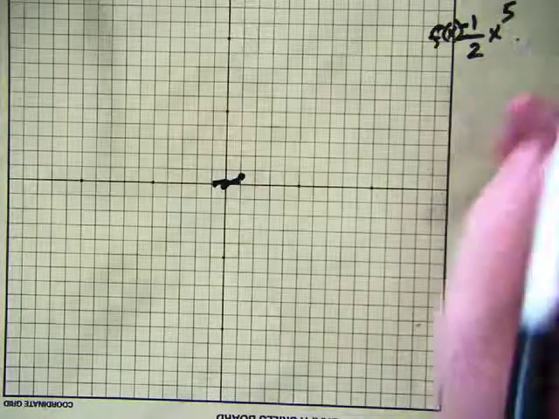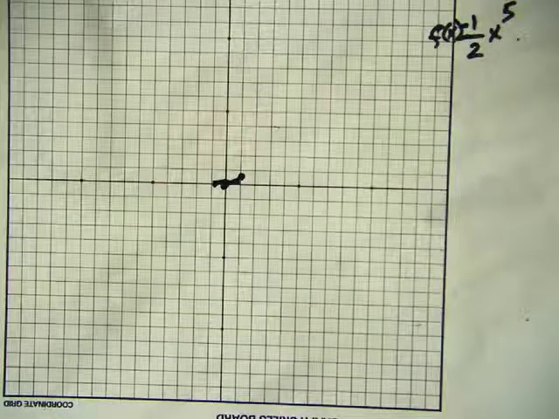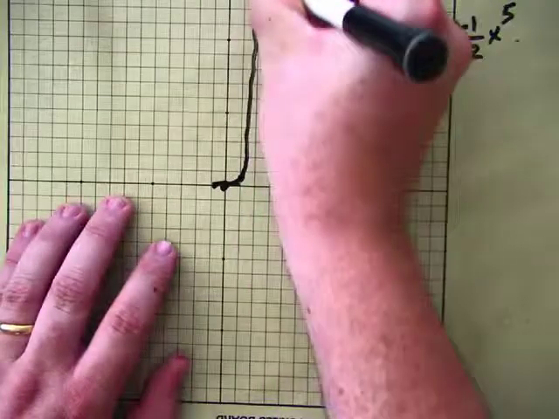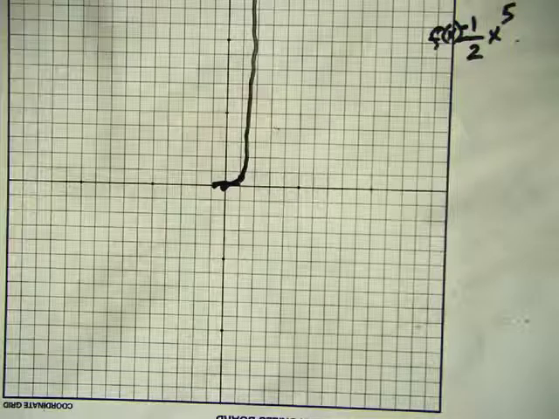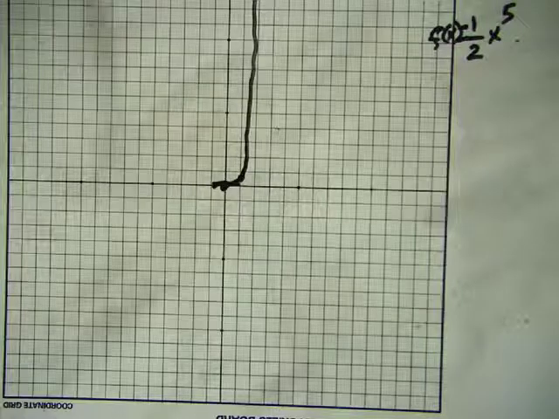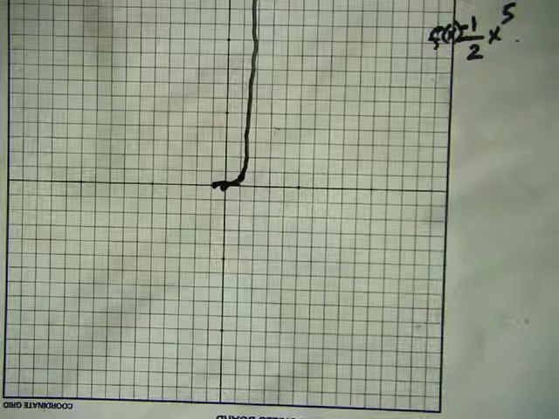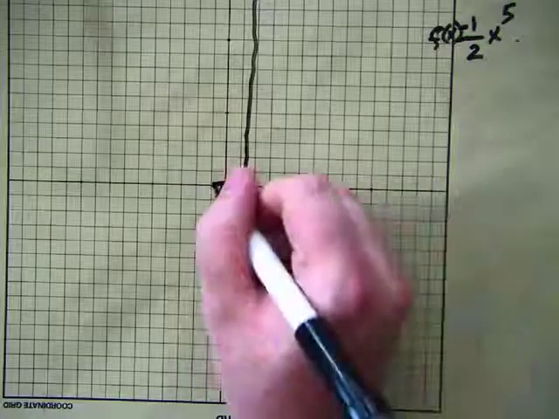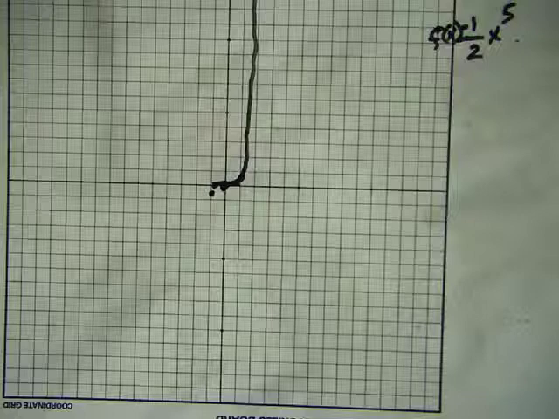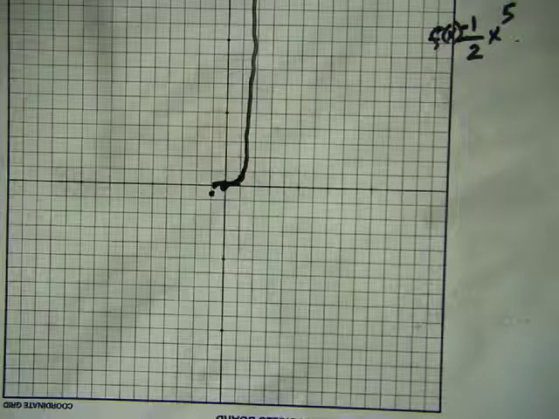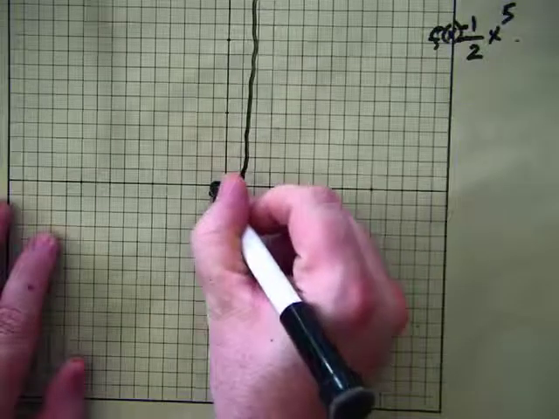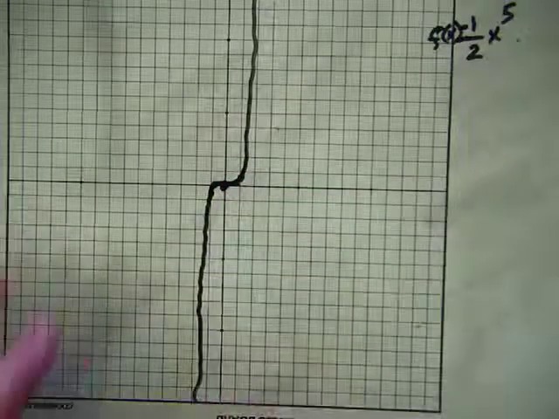Okay. If we plug in 2, 2 to the 5th power is 32. So that's way off the chart anyway. So it's going to go up like that. Now if we plug in -1, -1 to the 5th power is -1. -1 times 1/2 is -1/2. And if we plug in -2, -2 to the 5th power is -32. So we see that goes straight down like that.